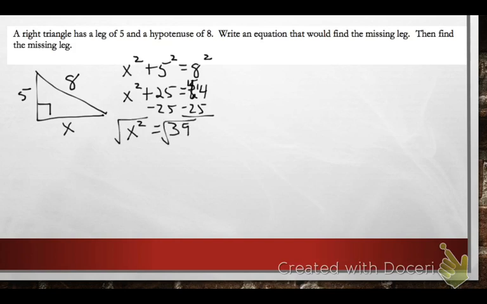Now when we solve, since this is a length, we don't need the negative square root of 39. And we also don't need to estimate. It didn't ask us to. So we'll just leave it in exact terms, the square root of 39.